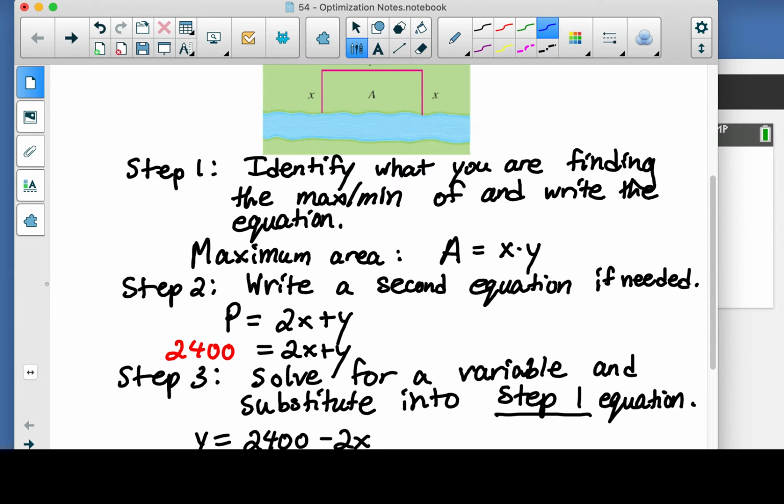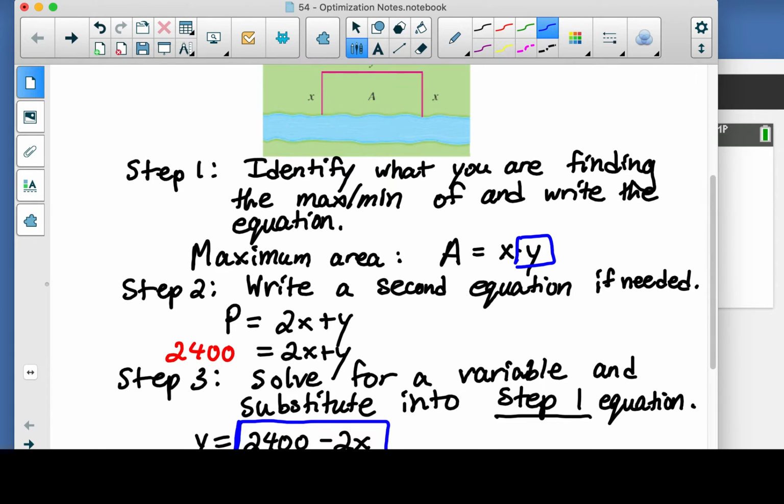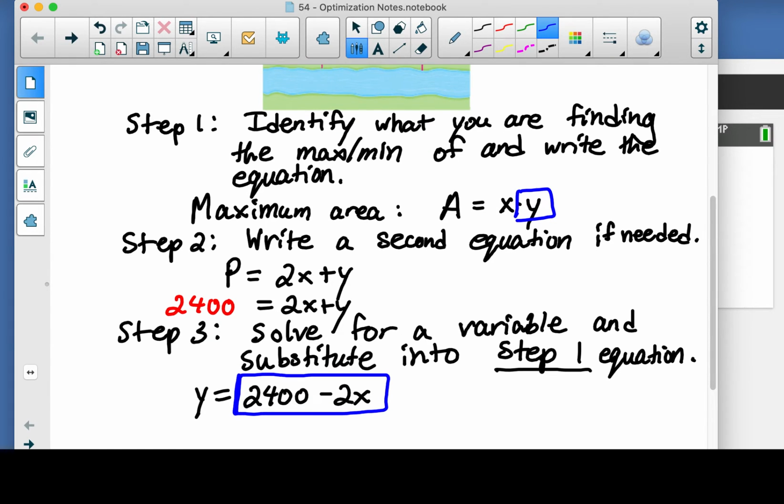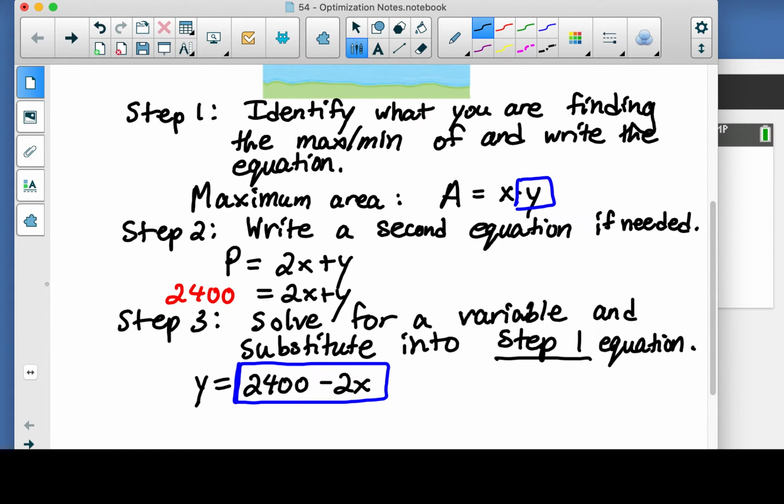And then that we are going to substitute in for y in our other equation. So we're going to put it into this space right here. Make sure to use parentheses. That's a given now when we're substituting all that information in. That's something we've done a lot of at this point in all our different math courses leading up to this. So A is equal to x times (2,400 minus 2x).